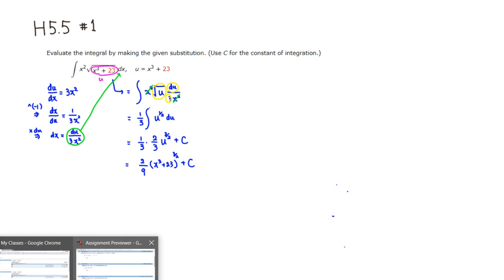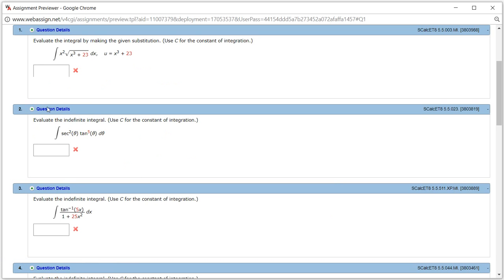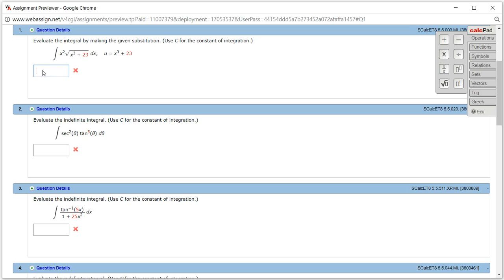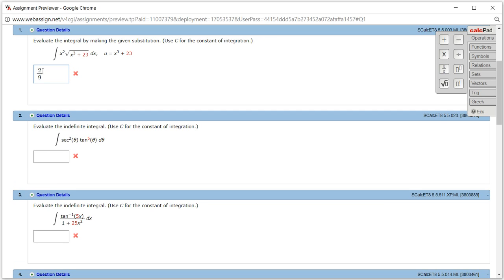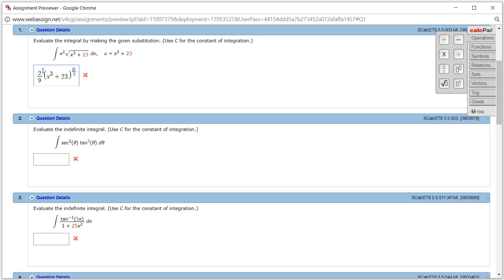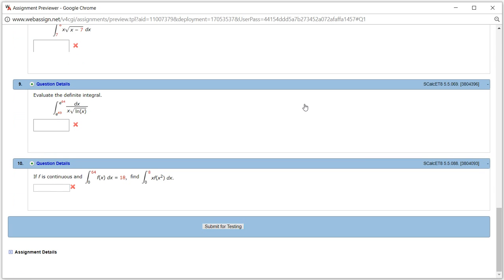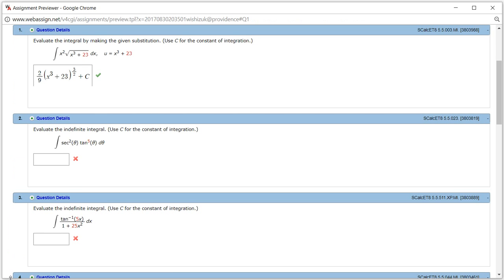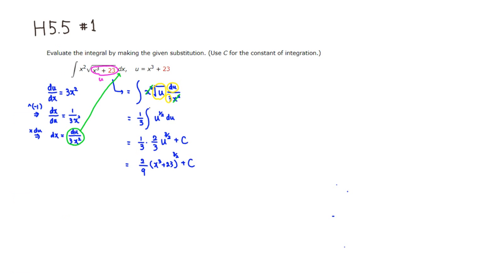So let's type it in. What we got was 2 over 9 times the quantity x cubed plus 23, raised to the 3/2 power, and I don't really need the parentheses there, and then plus some constant c. Let's check the answer. Submit for testing. It came back and looks like we got this one correctly.